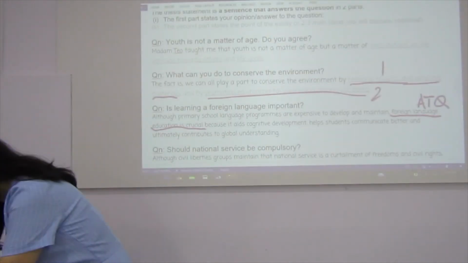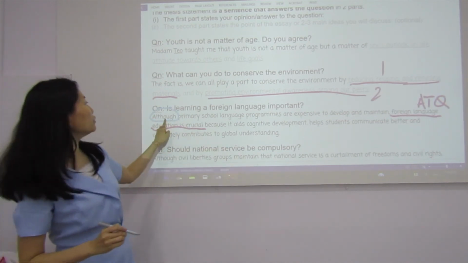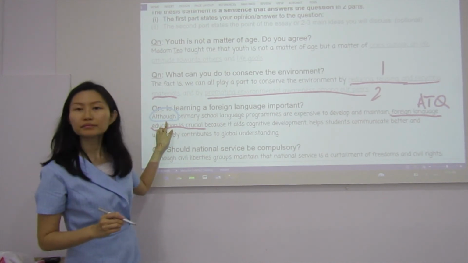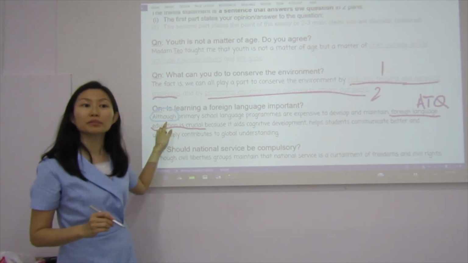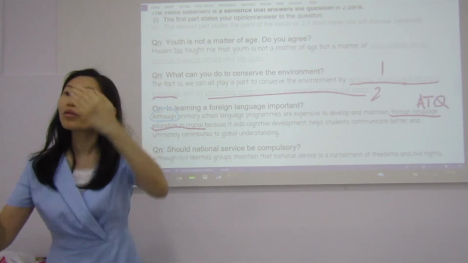In fact, for UG, you will need this, because you need to do this special word. Can you circle the word although? Can you guys circle the word although here? Now, what is so important about the word although? It will help you to do both sides.